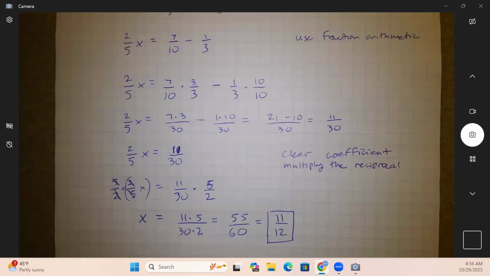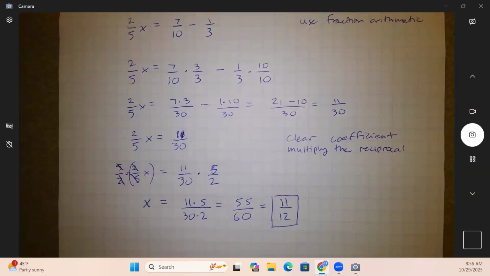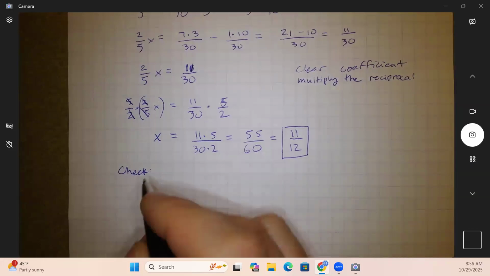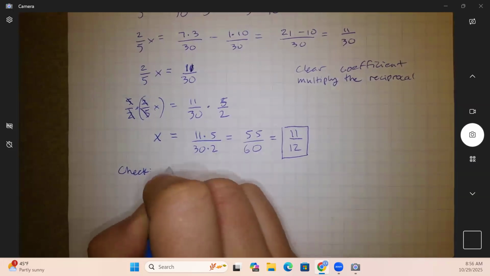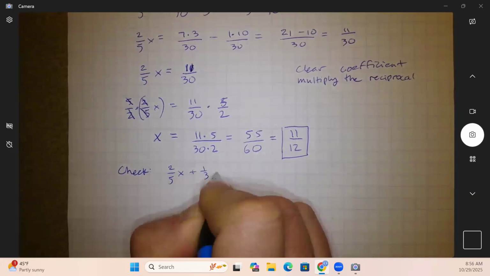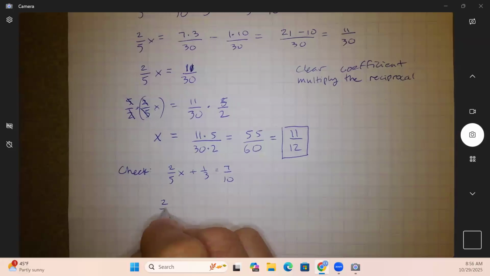I'm going to check that really quick, because when I show you the other way, I want to make sure I get to the same answer. So let's do it. Okay, so my original equation, which you all can't see, is 2 over 5x plus 1 over 3 equals 7/10. So I'm going to put 11 over 12 in for x.